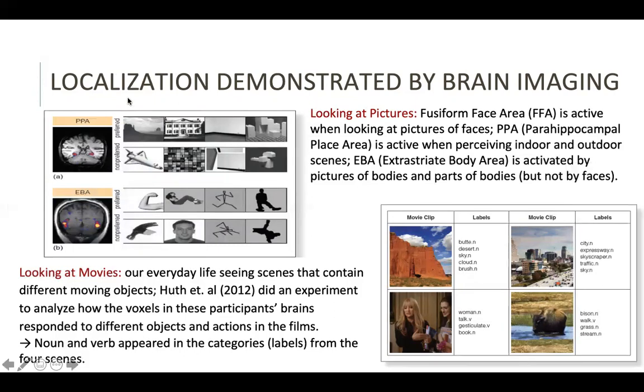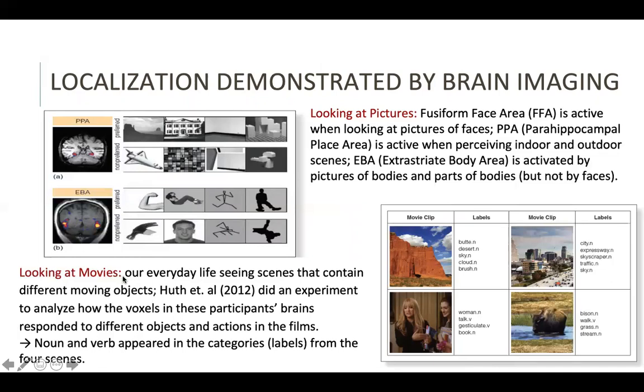The example is research conducted by researchers investigating when a person looks at pictures. They found out that the fusiform face area, or FFA, is active when looking at pictures of faces. But the parahippocampal place area, or PPA, is active when perceiving indoor or outdoor scenes, while the EBA, or extrastriate body area, is activated by pictures of bodies and parts of bodies, but not faces.